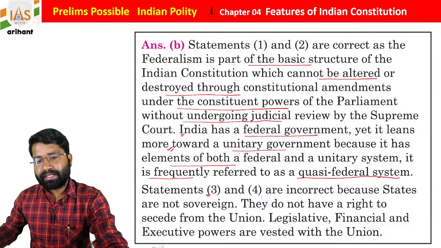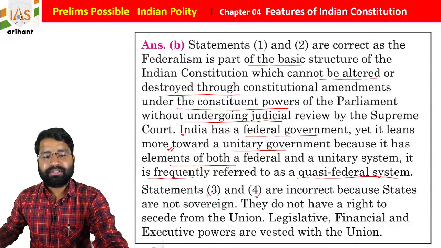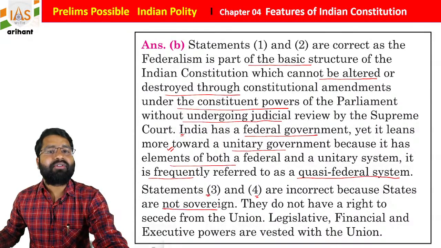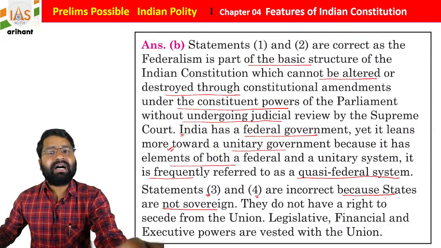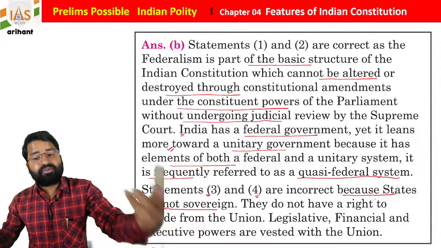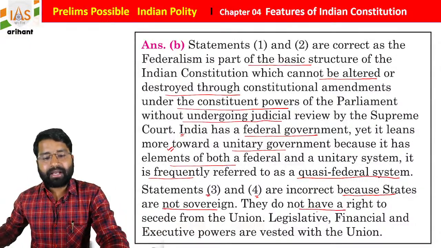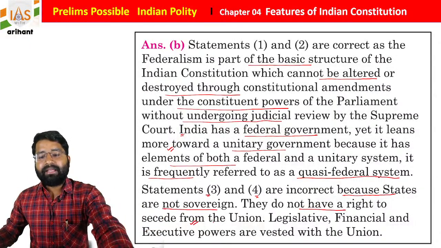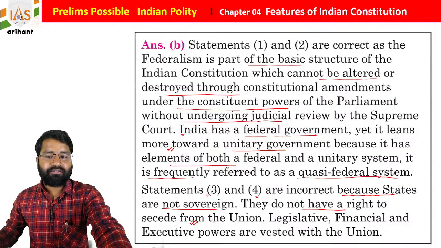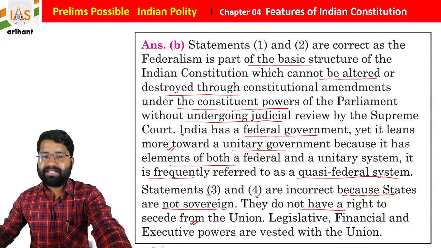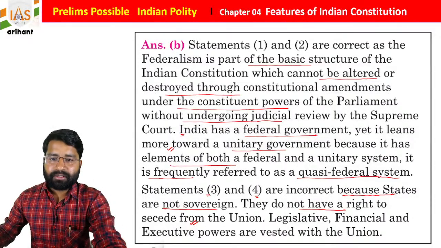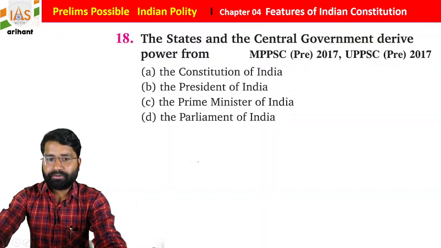Statements 3 and 4 are incorrect because states are not sovereign. This is also a very important statement. States are not sovereign. They are controlled by the center. They do not have the right to secede from the union. Legislative, financial and executive power are vested within the union, students. I hope you are all getting it. Okay. Easy, everyone. Now we are moving further to the next question. If you feel any doubt, just tell me.